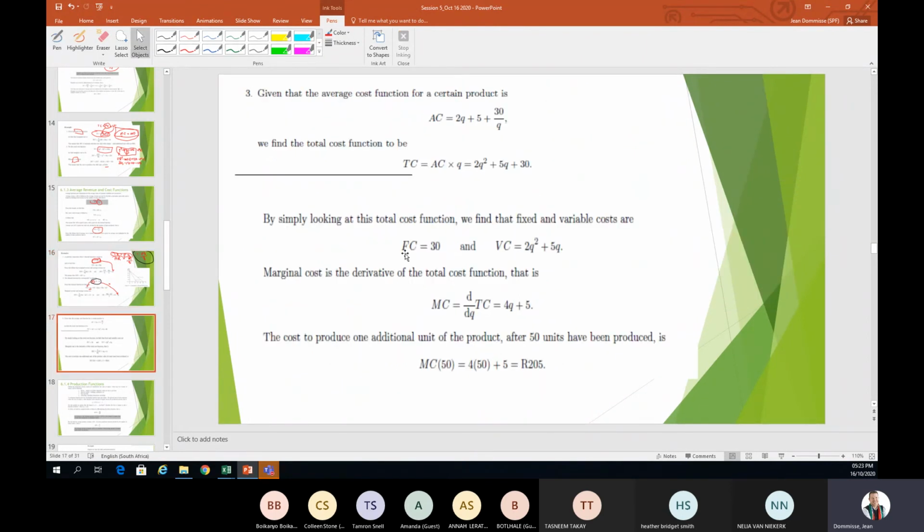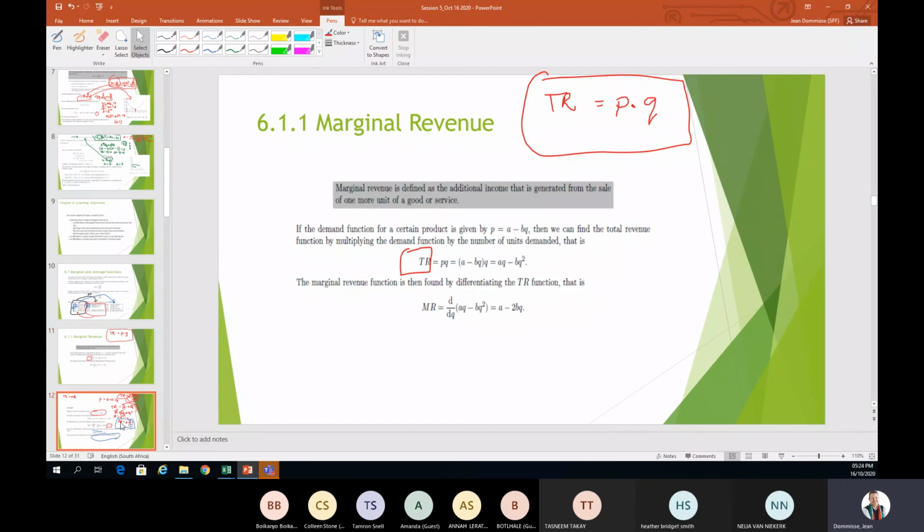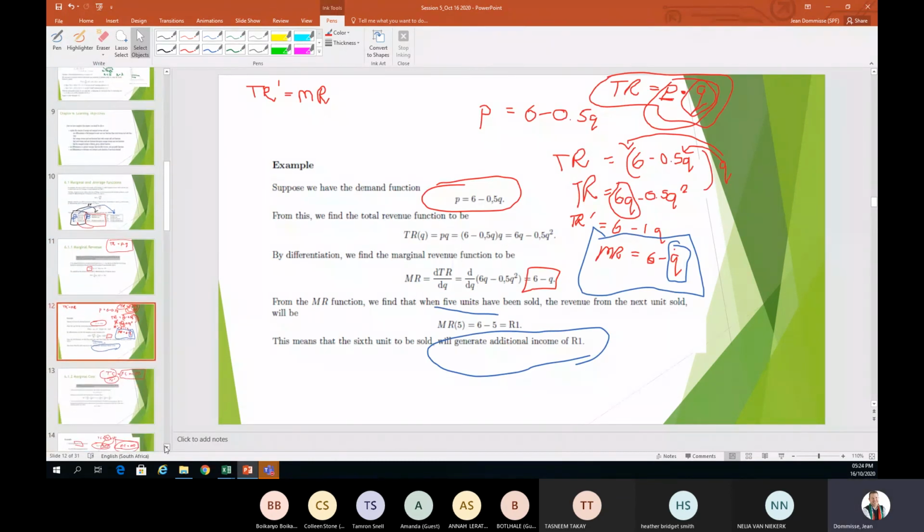So let's go to the cost function. And I think that is more what we need to see. Interesting here, they tell you, okay, we are giving you the average cost function. So if I give you the average cost function, you need to remember that, and let's rather write it here, total cost was, and I can't even remember it now, where was that formula?